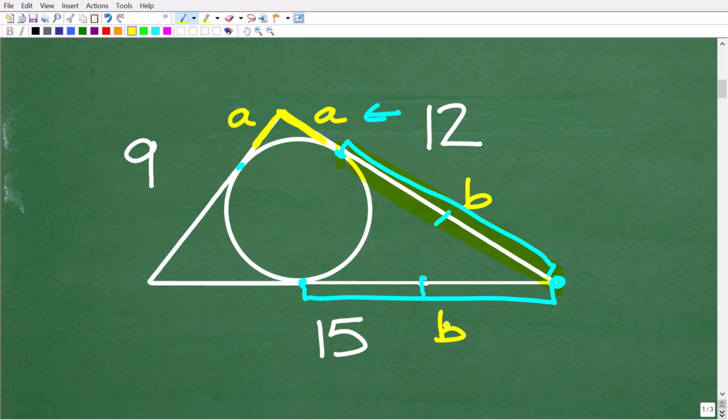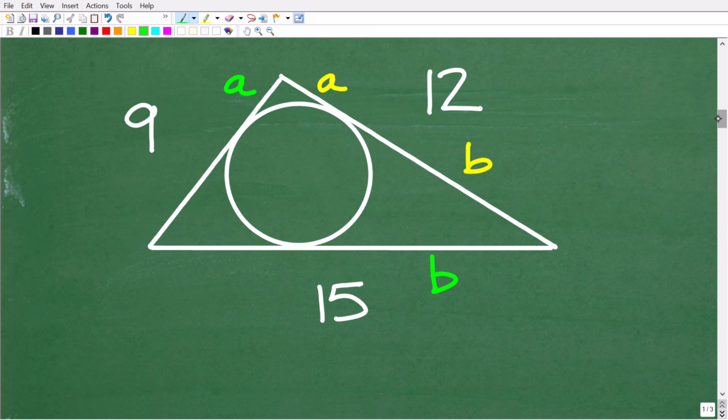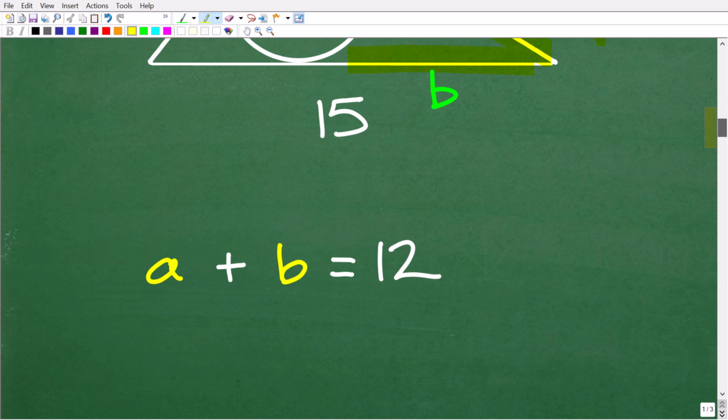Okay, now there's one more obvious relationship that we can build from this diagram and hopefully solve, so let's take a look at that right now. We already talked about these tangent lines. So if this side is B, then this side is B as well, and if this side is A, this side is A as well. But if we add A and B together, we're going to get what? Well, we're going to get 12. So we can create this equation: A plus B is equal to 12.